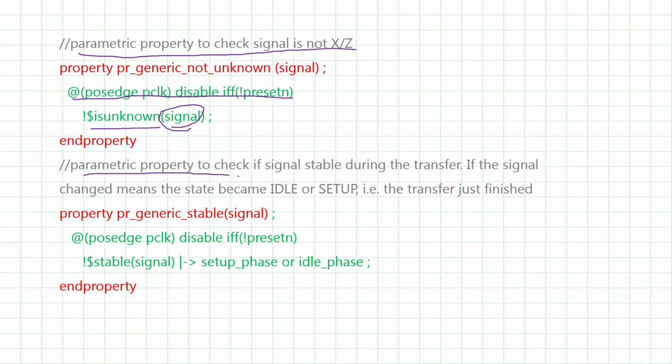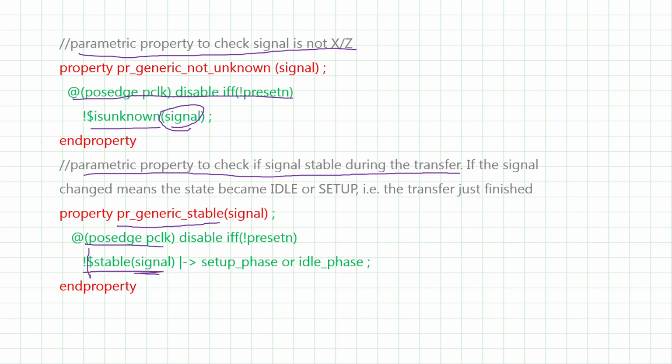Next is our parametric property to check whether a signal is stable during the transfer. If the signal changes, it means the state has become idle or setup, so the transfer has ended. So let's check our assertion. This is the parametric generic stable property, meaning our signal should be stable.